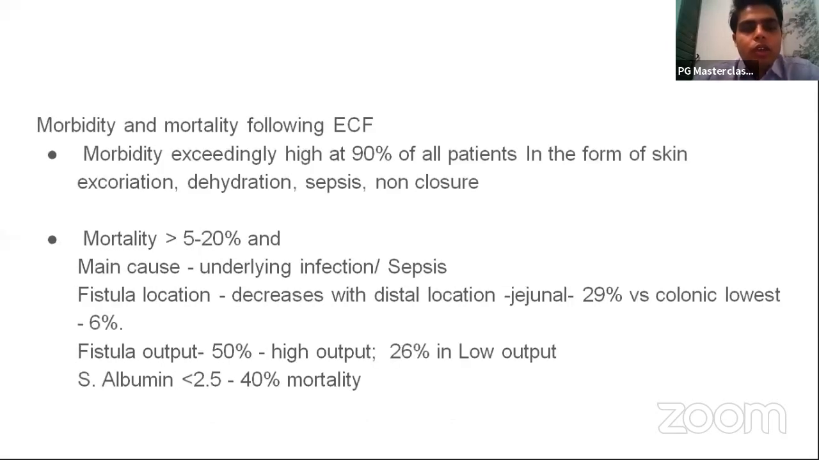Morbidity and mortality following the entero-cutaneous fistula. Morbidity is exceedingly high, up to 90%, in the form of skin excoriation, dehydration, sepsis, and non-closure of the fistula. And mortality is 5 to 20%. The main cause is underlying infection and sepsis. Fistula location: in case of proximal fistula, the mortality is more. Like in case of jejunal fistula, 29%, gastric and duodenal fistula, 35%, and colonic fistula, lowest mortality, around 6%. High output leads to mortality around 50%, with 26% in the low output fistulas. Serum albumin level of less than 2.5 predicts mortality around 40% in case of fistula patient.